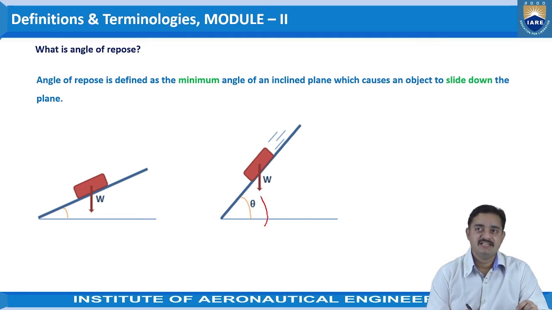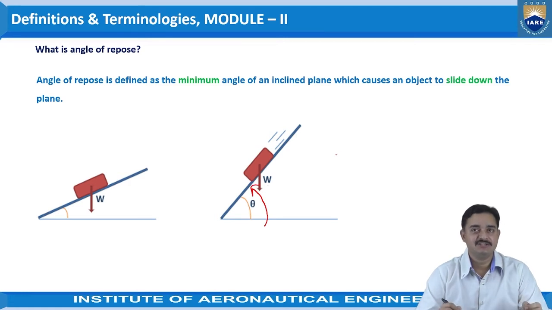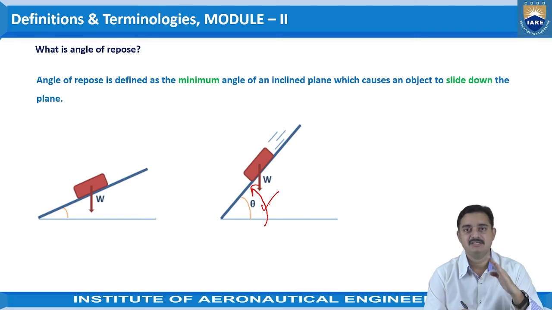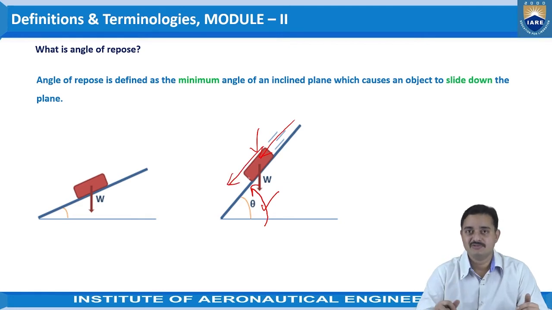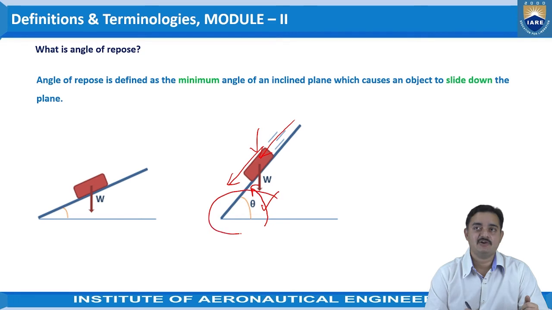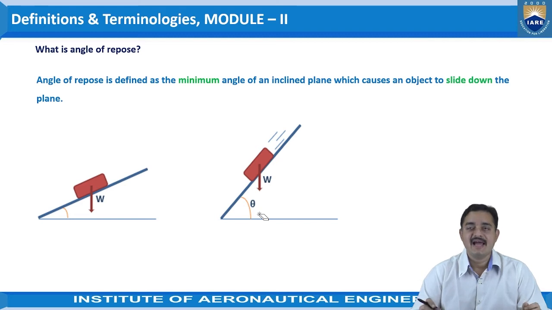When you try to increase the inclination of the plane, at some point, as the inclination is being increased, this object will try to slide down by itself without any external force being applied. The object will slide down on its own. That inclination where the object will start to move downwards on its own is treated as the angle of repose. So here in this condition, theta is that angle of repose. And the definition says, angle of repose is defined as the minimum angle of an inclined plane which causes an object to slide down the plane.